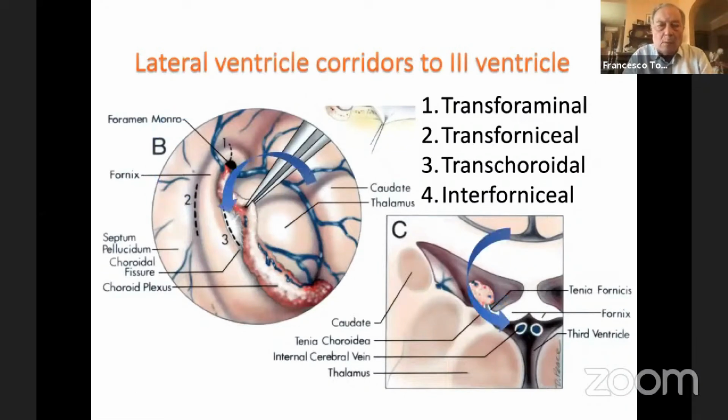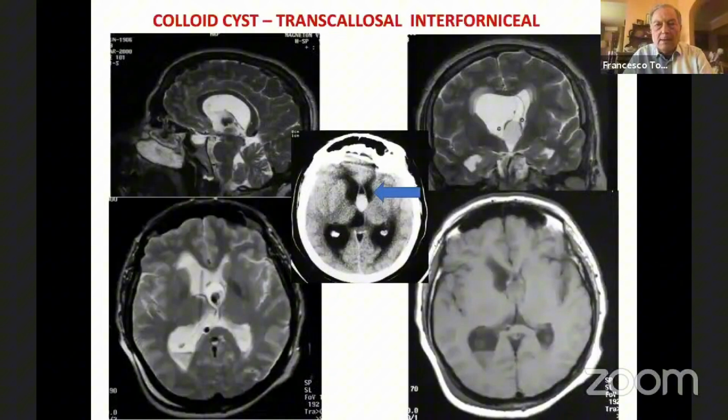I used in most cases a transchoroidal or subchoroidal approach, just to have a look from the roof directly to the cavity of the third ventricle. And finally, but only in some cases, an interfornicial approach, always from the roof of the ventricle. These are some few examples of these approaches.